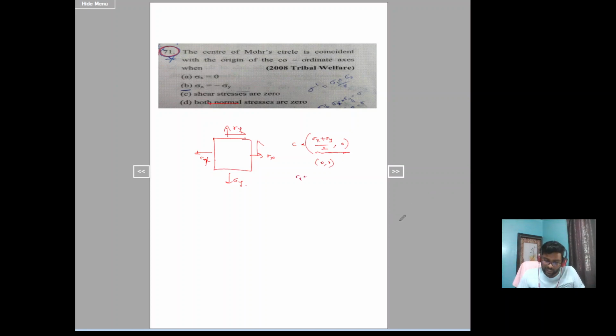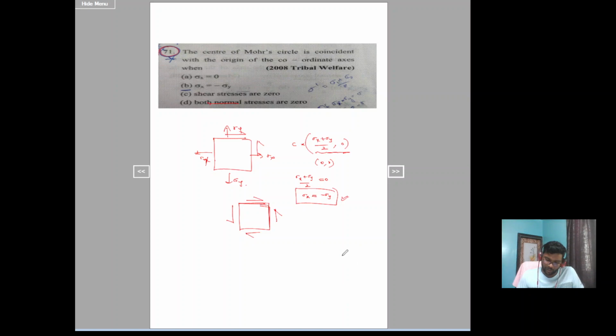So sigma x plus sigma y by 2 is equal to 0, which means sigma x is equal to minus sigma y. That means on any two perpendicular planes, the summation of the normal stresses should be 0. So sigma x is equal to minus sigma y, this is the answer. This can be like this also. This is nothing but the pure shear case.